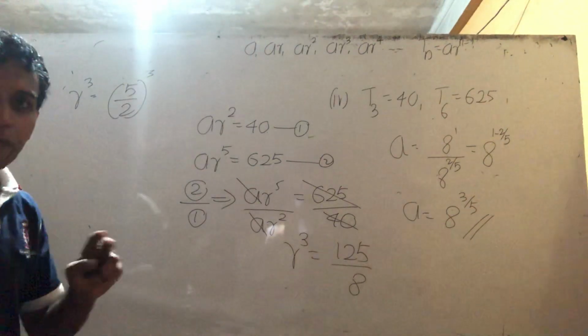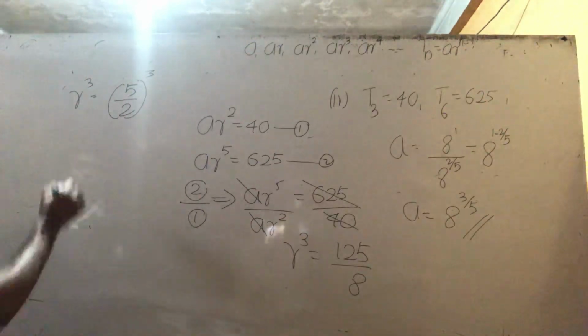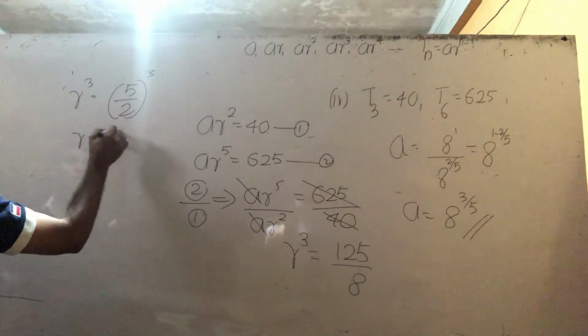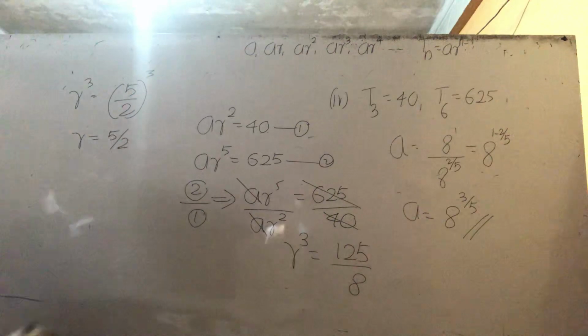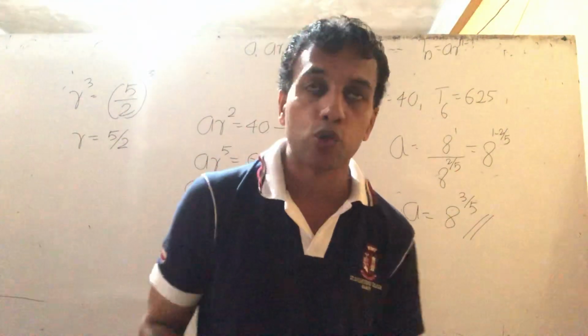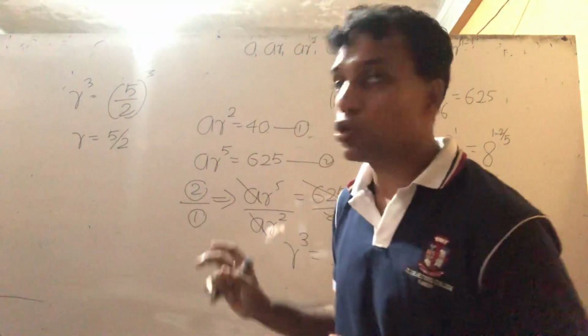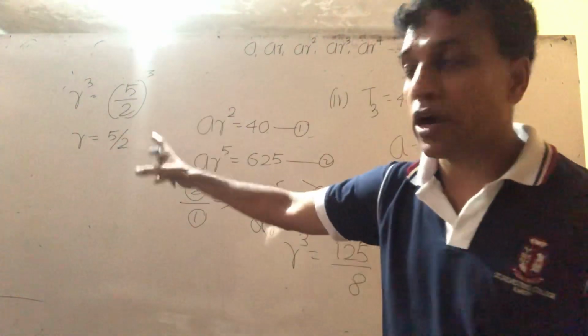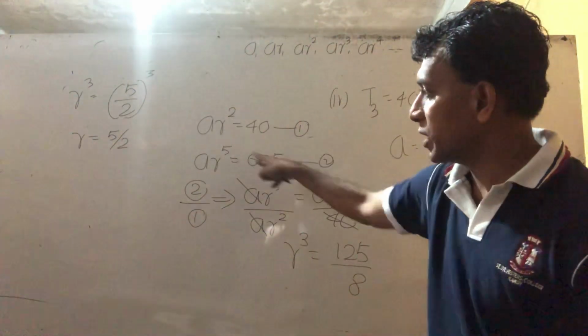So both sides have equal powers and equal bases. R equals 5 over 2, or 2.5. The common ratio is 2.5. So now you know R, and we go and find the first term by substitution.